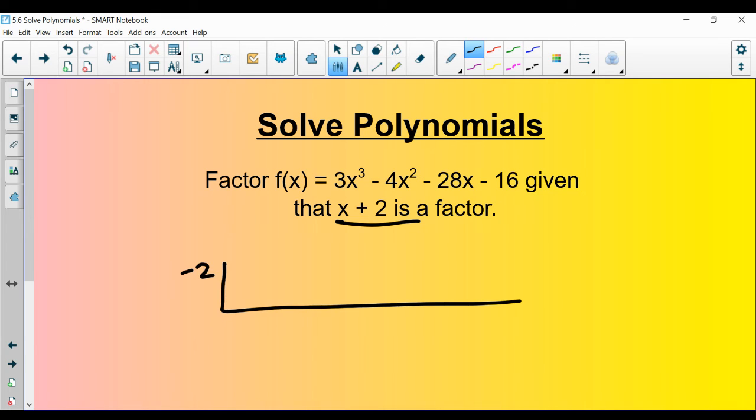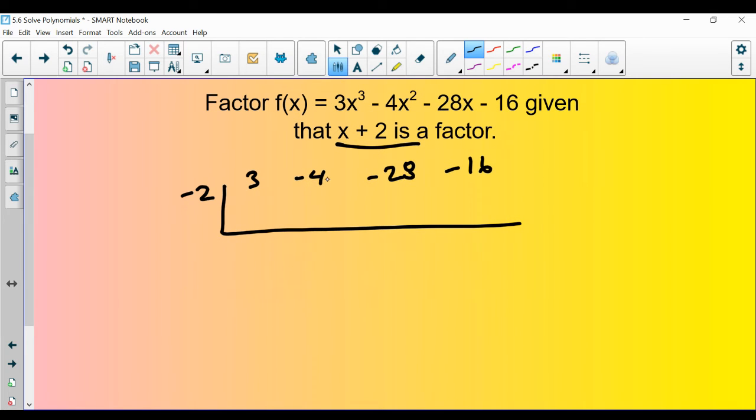When I divide that polynomial by x plus 2, remember I'm putting whatever makes it 0 on the outside, and then 3, -4, -28, and -16. The coefficients go in the first row. Now I'm just going to do some synthetic division. -10, those multiplied to 20, -8, 16, and 0. So yes, I did indeed confirm that x plus 2 is a factor because I got 0 at the end.